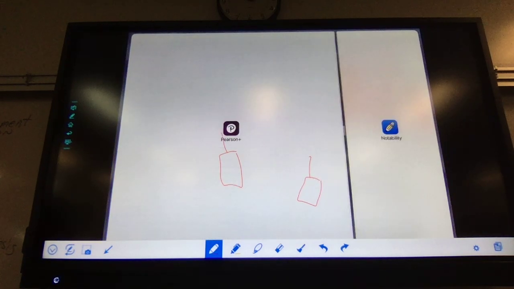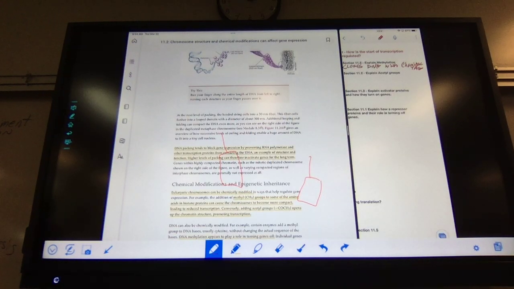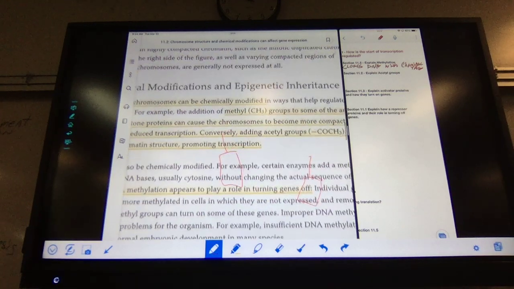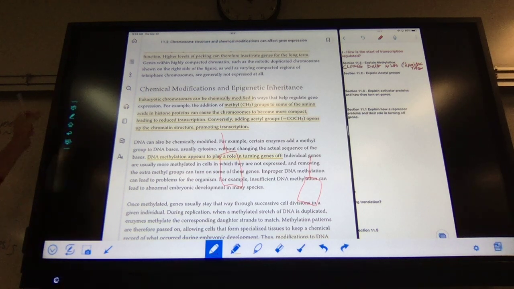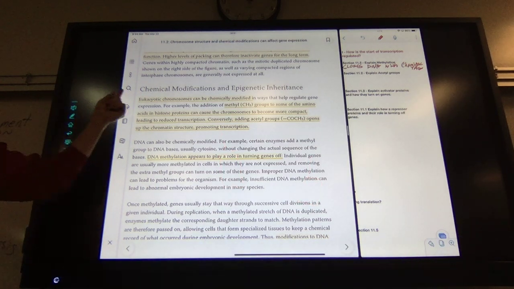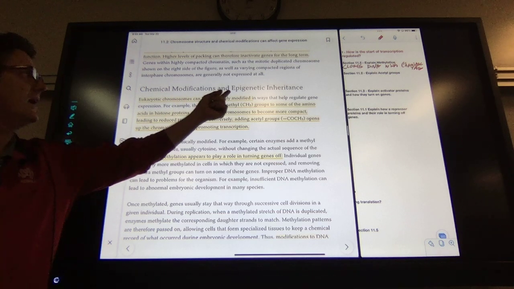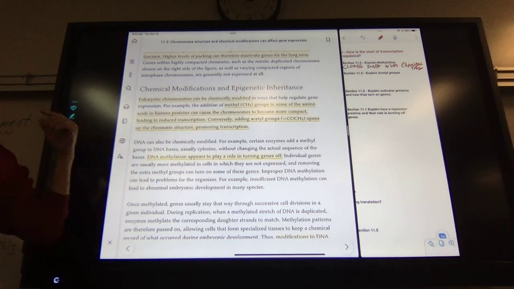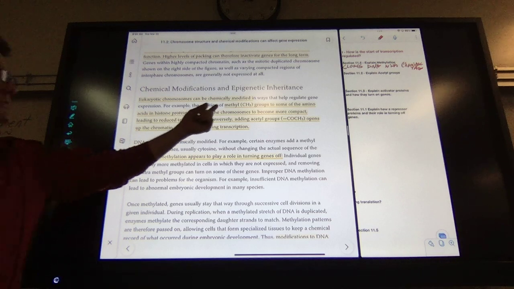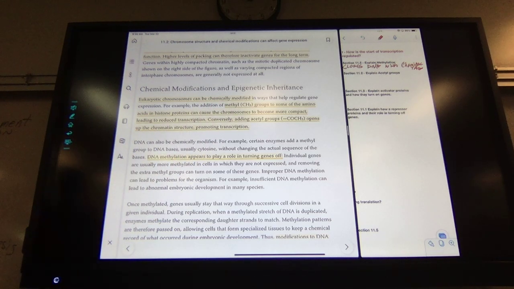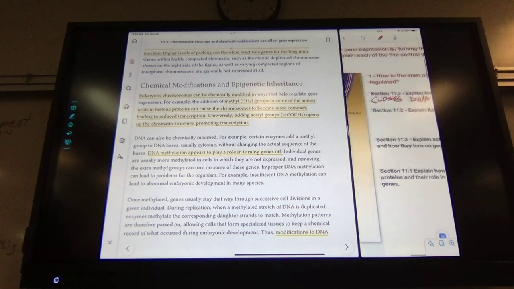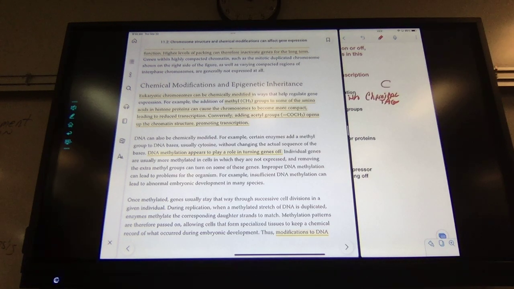For those of you who are interested, and you're going to be taking chemistry class, in your textbook, in section 2, it has chemical modifications, and you inherit this epigenetics. It's right here. I highlighted it. Methyl groups are CH3. So over in your notes, you could write, because I just wrote a chemical tag, and the chemical tag is CH3.